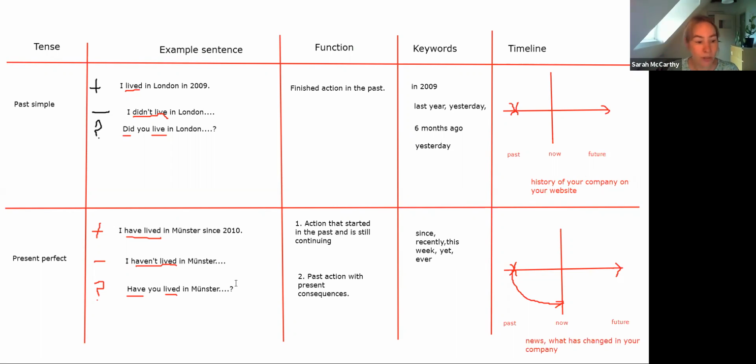So other keywords for the present perfect, yet. You may use this when you've got a to-do list and you're thinking, well, what have I done and what haven't I done yet? It's sort of the status now, similar to ever. Have you ever been to New York in your life up till now?